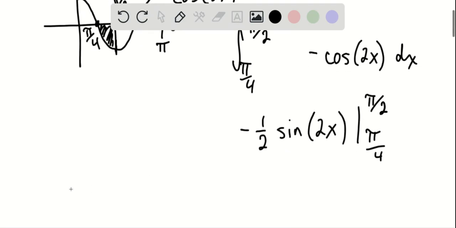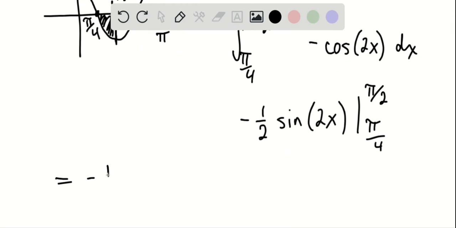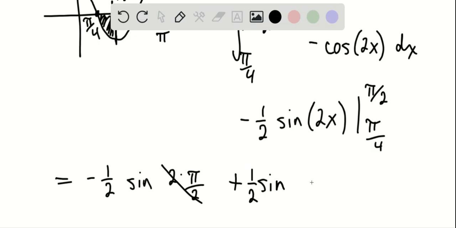So then from here, you can actually plug that in. Negative 1/2 sine of 2 times pi over 2. Okay, so things will cancel. And then minus negative 1/2 sine of 2 times pi over 4. Well, you can see that that would simplify to be pi over 2.